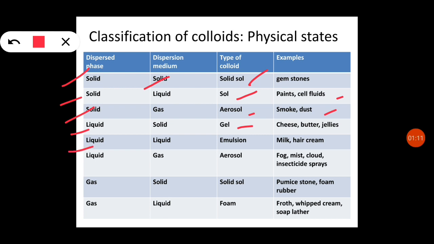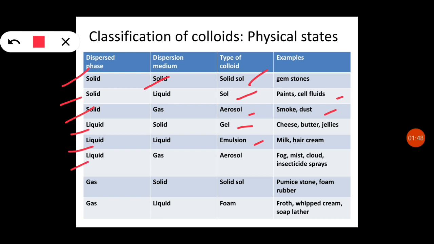Then liquid dispersed in liquid, this is emulsion. Example is milk, hair cream. Emulsions are of different types, oil in water type and water in oil type. Means when the dispersion medium, that is more, is water, then it is oil in water type. If the dispersion medium is oil, then it is water in oil type. Oil in water type is milk, water in oil type is butter.